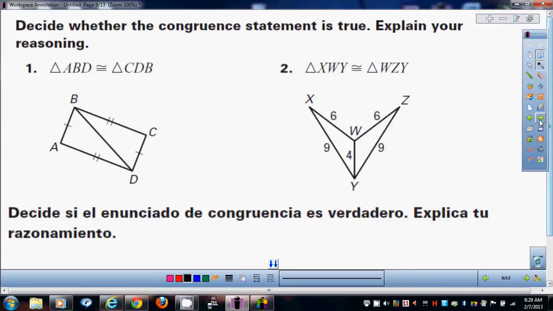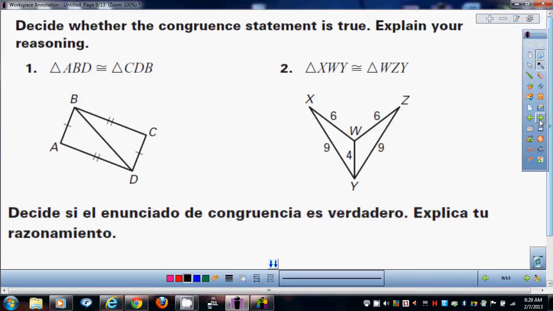Do you remember what RPOC stands for? Transversal property. Close. Transitive. The transitive property of congruence. No, that's my mistake. Not transitive. The reflexive property. My bad. The reflexive property.